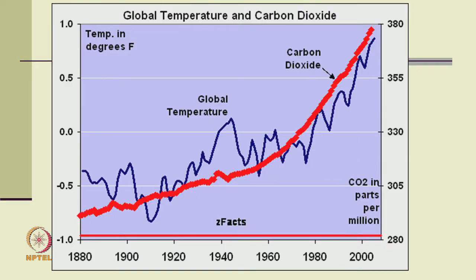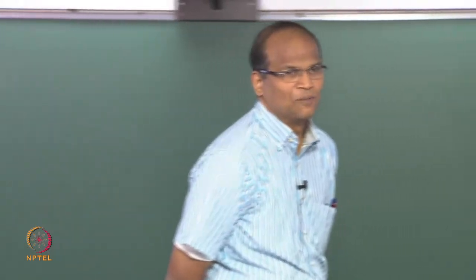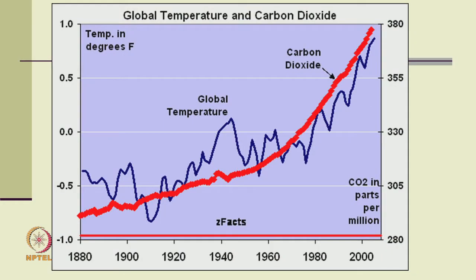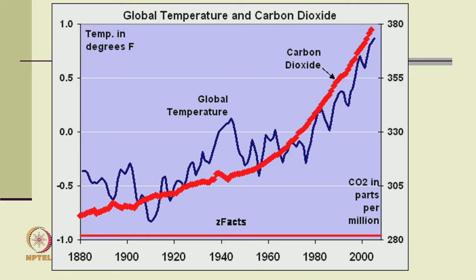So why is this curve very important? Because if you superimpose the global temperature along with the global carbon dioxide measurements, and carbon dioxide is fairly well dispersed in the atmosphere, which means if you make measurements in Chennai, it will be the same as what you measure in Hawaii, within limits. The red line is the carbon dioxide, which you read from the right hand side, in parts per million. The global temperature increase, called the anomaly, is also on the y axis, but you read it from the left side.